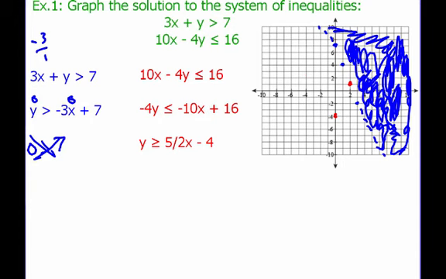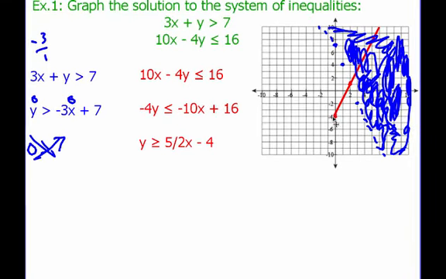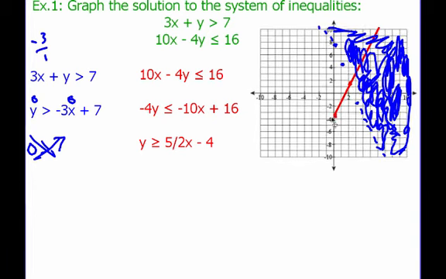So now, because this has got the greater than or equal to symbol, this is a solid line, connects those two points.